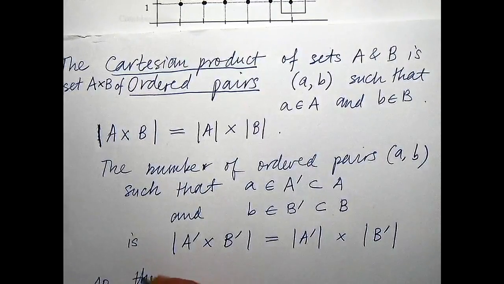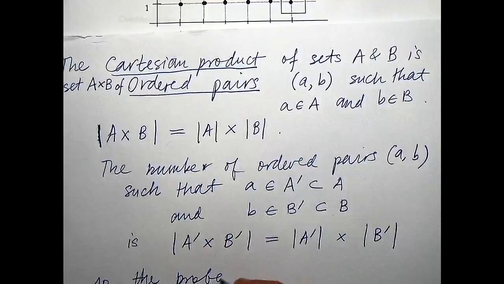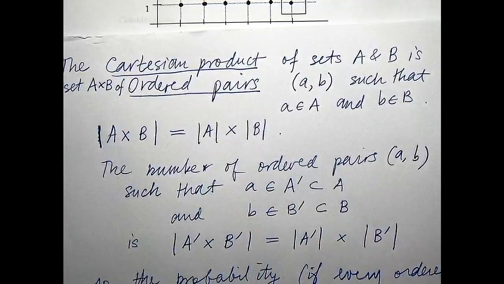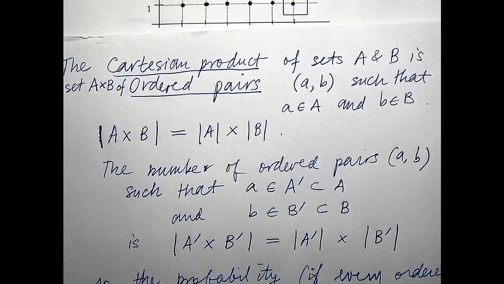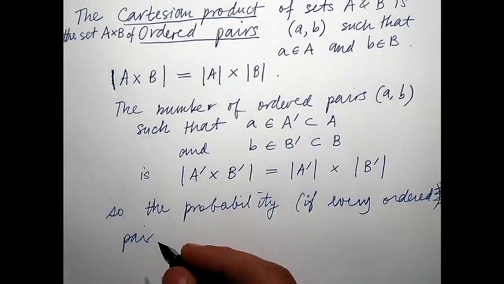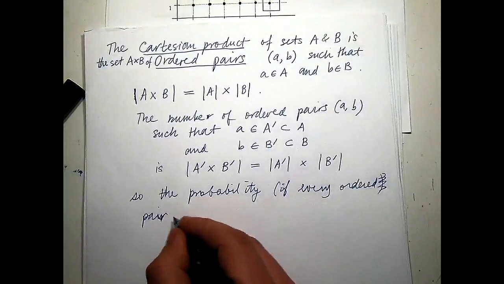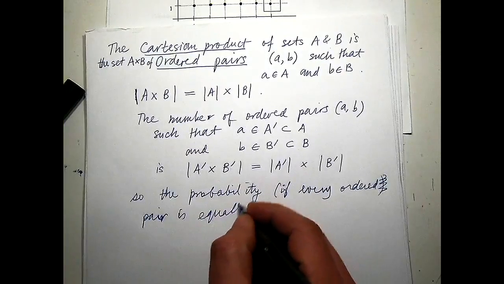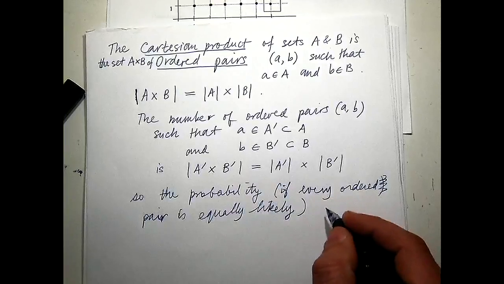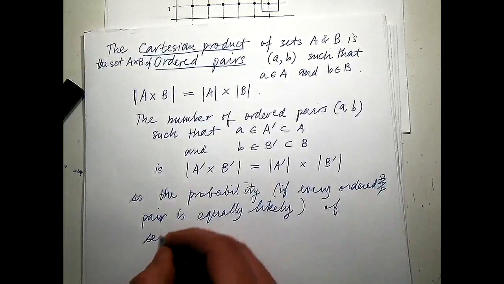So the probability, if every outcome is equally likely, if every ordered pair is equally likely of selecting.